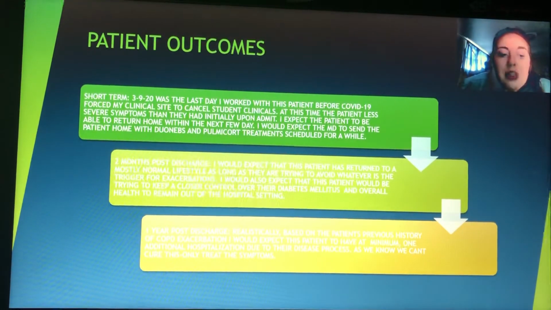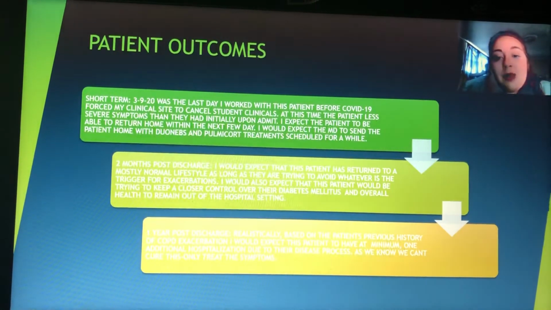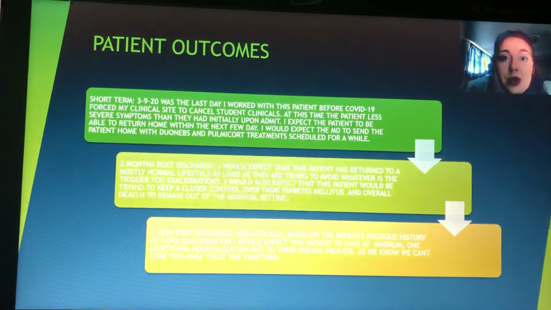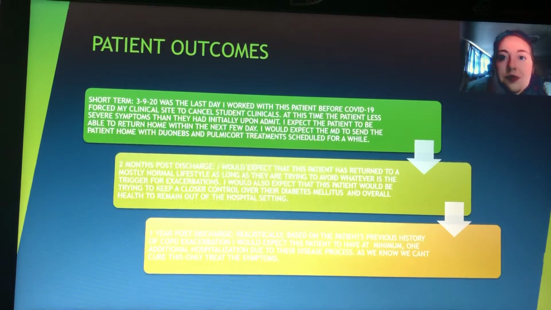Looking forward to 2 months post-discharge, I would expect that this patient is probably going to have returned to a mostly normal lifestyle.